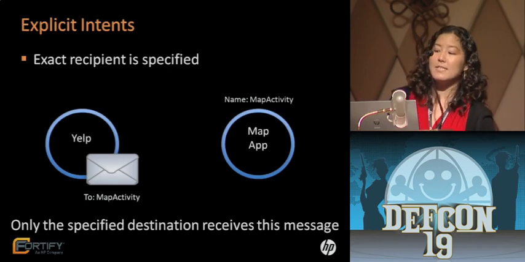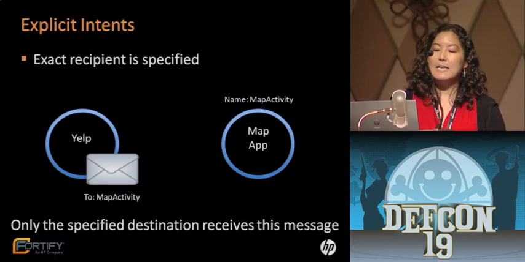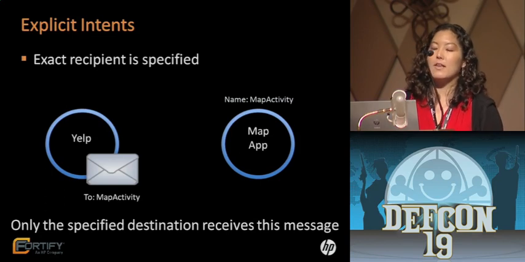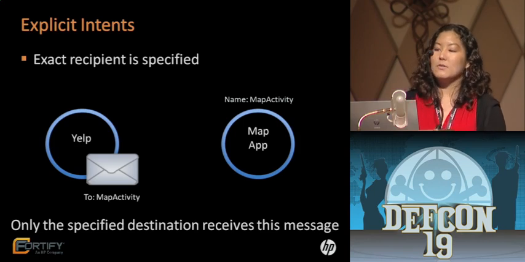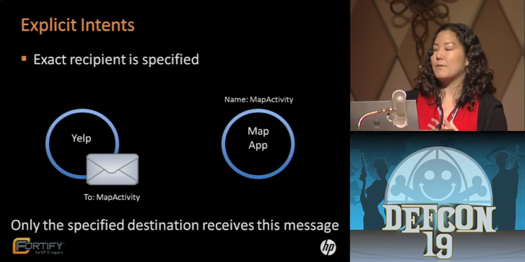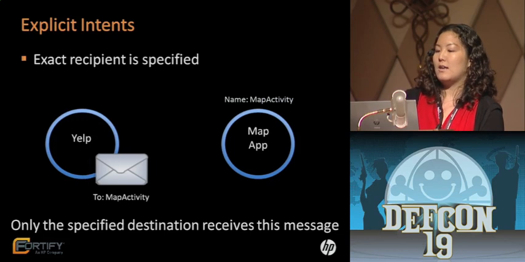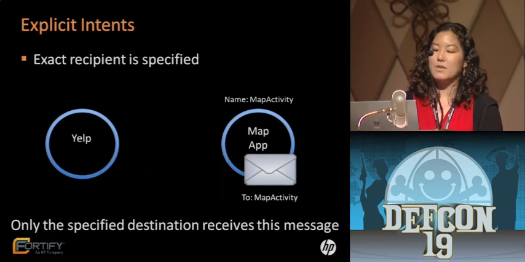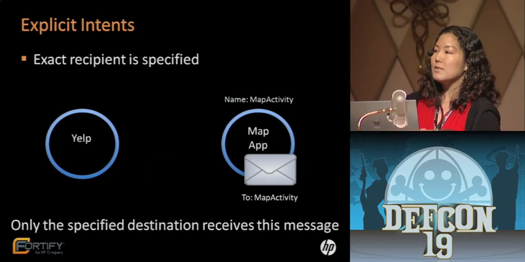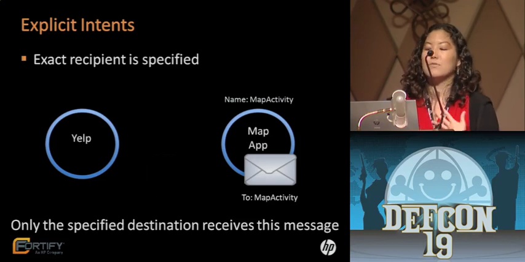So there are 2 types of intents, explicit intents and implicit intents. Explicit intents are intents where the sender specifies the recipient by name. So in this example, we have the Yelp application, and I'm sure all of you are familiar with Yelp. You can pick a restaurant, and then there's a feature where it'll show you where that restaurant's located on a map. And so suppose the Yelp application had a particular map application that they wanted to use. To do this, Yelp simply creates an explicit intent, addresses it to that particular map application, and then sending the intent will launch that map application. So with explicit intents, it's important to note that only the specified destination will receive this message.